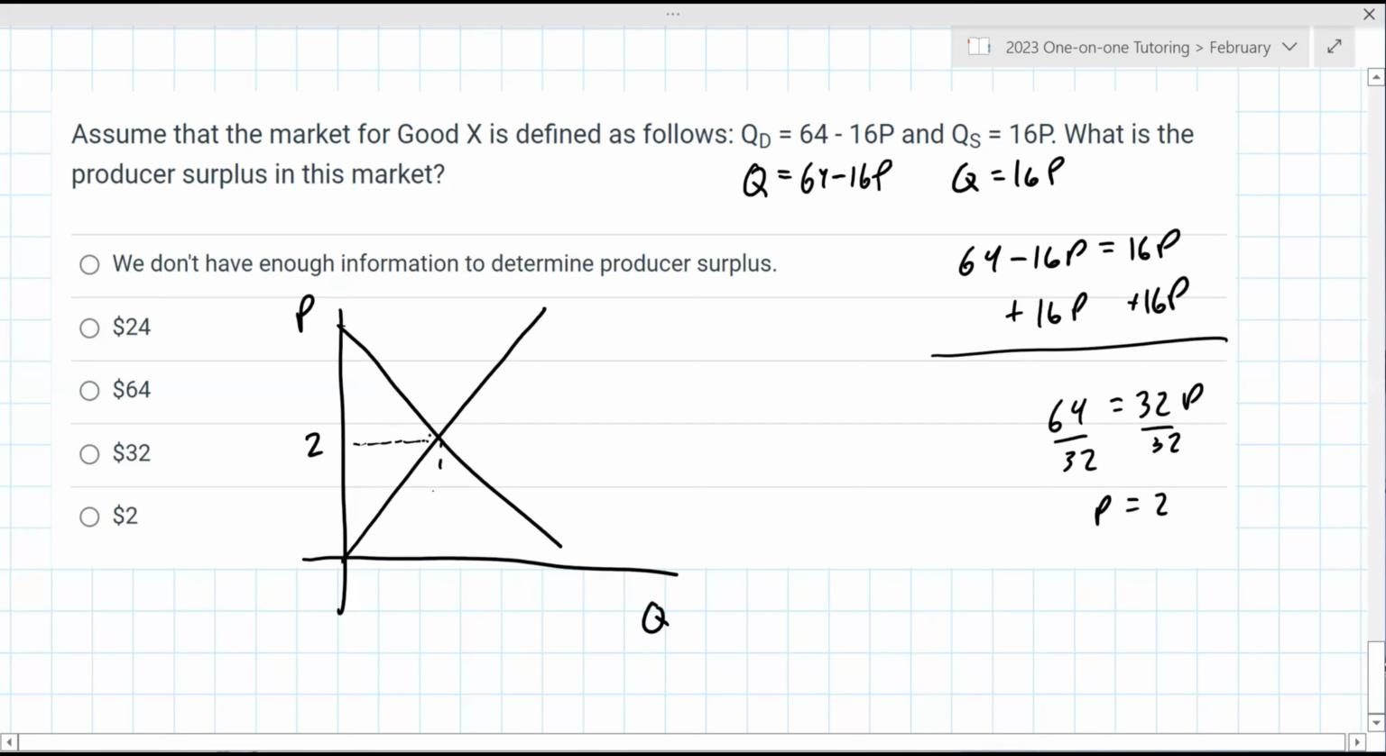The quantity you get from putting it back into either equation. We'll use the one on the right, Q equals 16p, because it's easier. That's 16 times 2, that's 32.